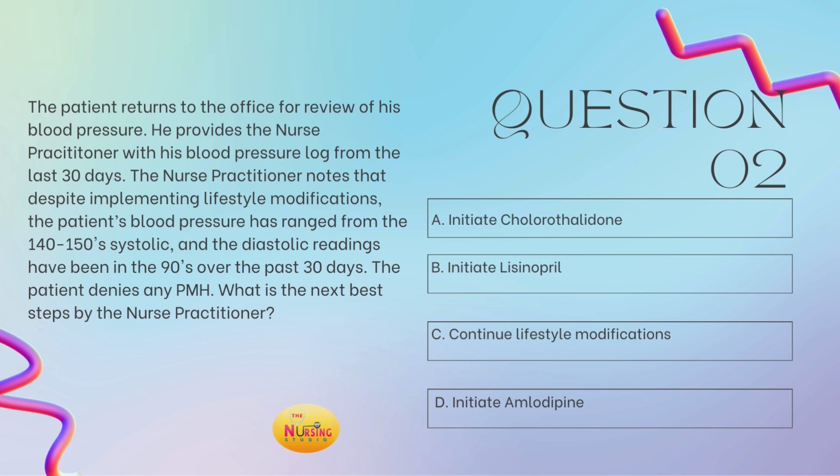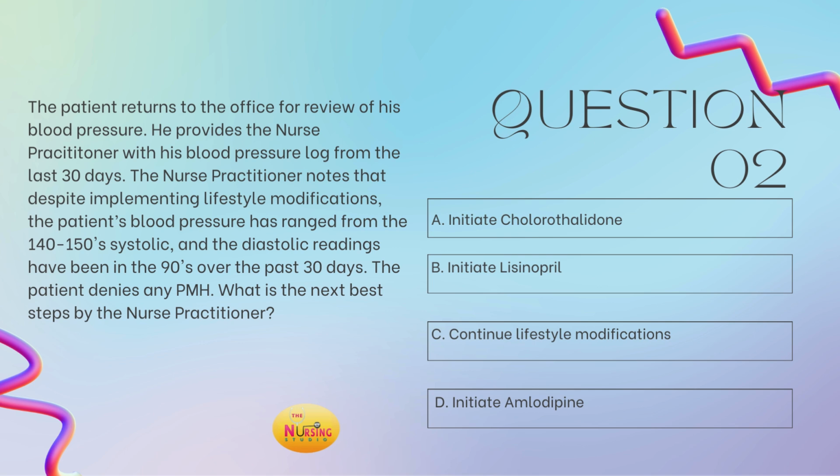Question number two. The patient returns to the office for review of his blood pressure. He provides the nurse practitioner with his blood pressure log from the last 30 days. The nurse practitioner notes that despite implementing lifestyle modification, the patient's blood pressure has ranged from the 140s to 150s systolic, and the diastolic readings have been in the 90s over the past 30 days.